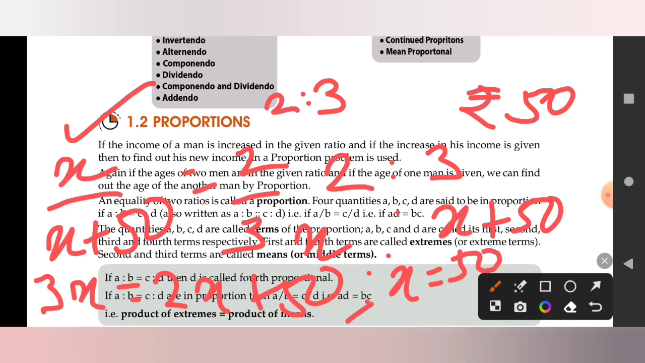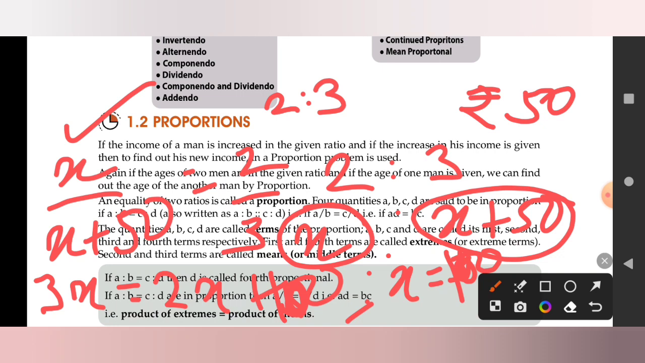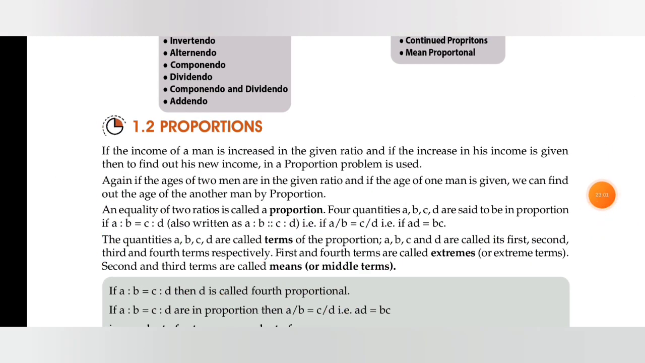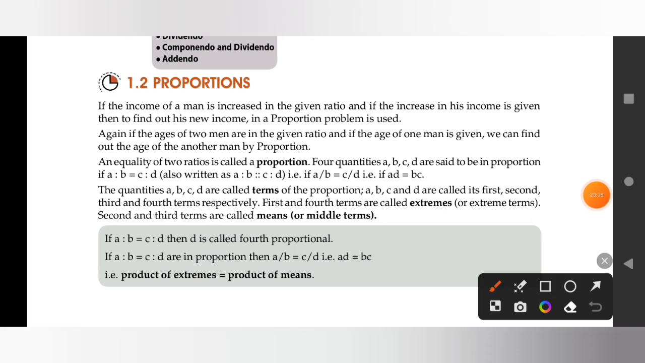Correct. So if x is equal to 50, okay, so 2x is equal to 100. Sorry, multiplication, right? So x is equal to 100. So what is the old income? 100. And what is the new income? 100 plus 50, that is 150. Correct? Did you understand this example? So with the help of proportion, you can solve this problem, right?